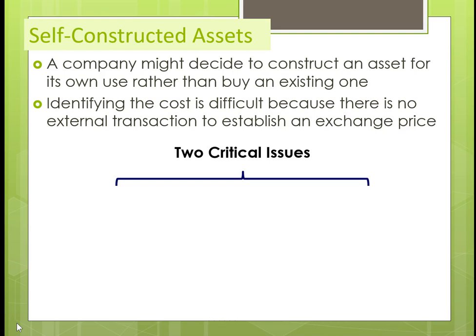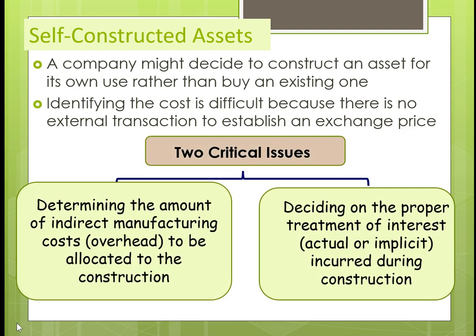So, a company might decide to construct an asset for its own use rather than buy an existing one, and identifying the cost is difficult because there's no external transaction to establish an exchange price. So, determining the amount of indirect manufacturing costs overhead to be allocated to the construction price, and deciding on the proper treatment of interest if money has to be borrowed, actual or implied, incurred during construction.